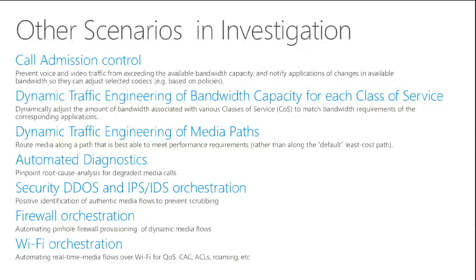Traffic engineering for media path is actually traffic steering. So getting out of the shortest path from OSPF and BGP and all that, and actually creating its own path that might be longer but better. And so you're seeing some of these aggregated flows starting with Google's data centers, if you've been following the SDN stuff. Automated diagnostics, very powerful.